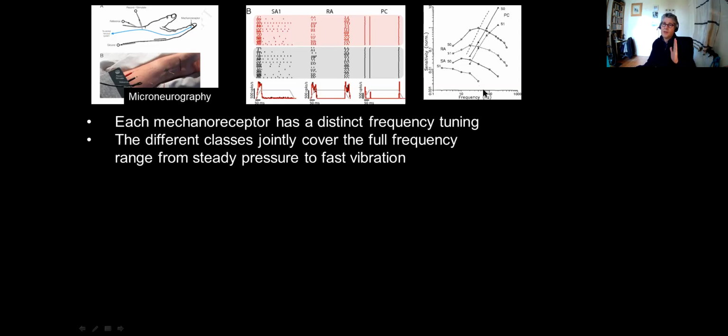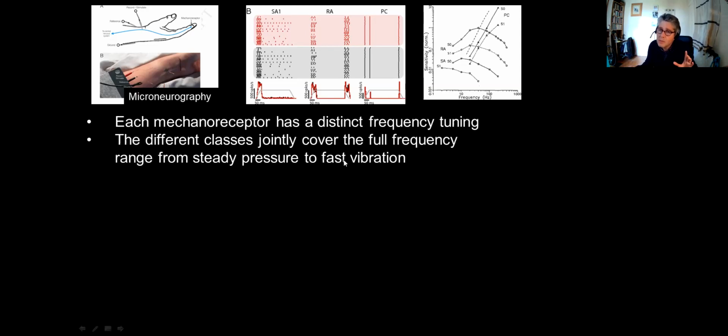So here is frequency on a log scale of a vibrating stimulus, which is pushed against the fingertip. And here is a measure of the sensitivity, effectively, of the firing rate of an SA type and an RA type neuron, and here a PC type, Pacinian corpuscle type neuron. You can see that the receptors and their afferent neurons are tuned to different frequencies, so that the whole frequency range from steady vibration through to steady pressure through to fast vibration is covered.